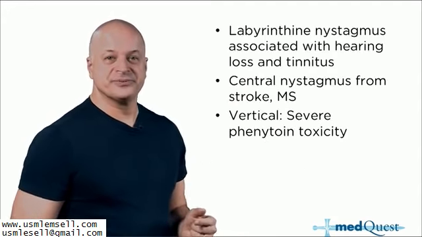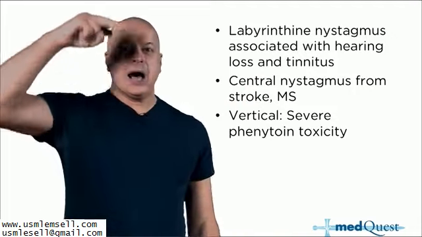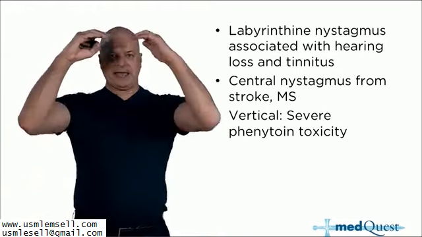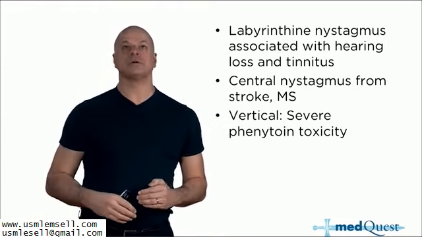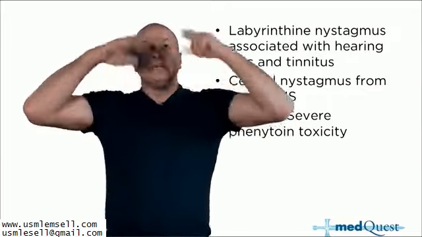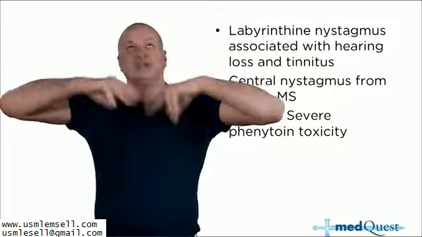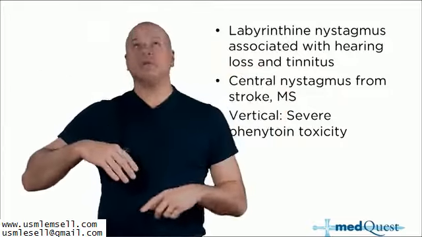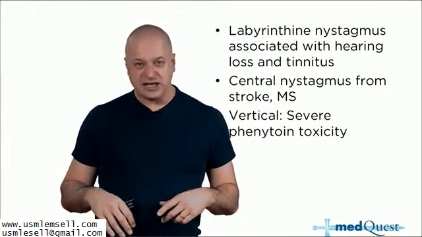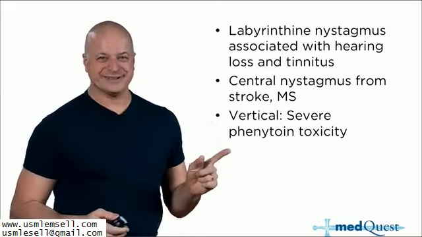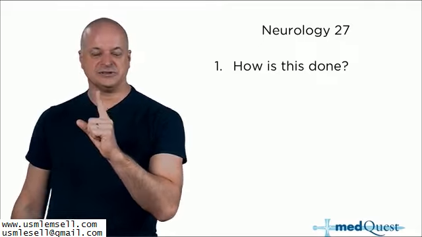Hearing loss and tinnitus. Vertical, meaning up and down, nystagmus is very rare. Up and down nystagmus, like dunk, dunk, dunk, dunk. What do I see? Phenytoin toxicity. My level must be very high. Where's the level? There's the level. Vertical nystagmus, phenytoin toxicity at high levels.